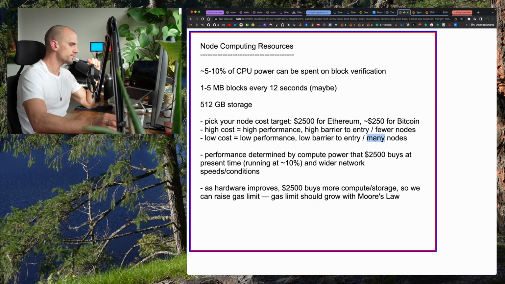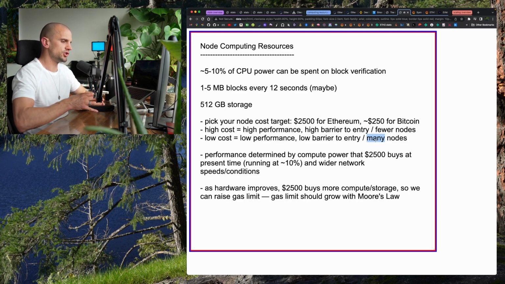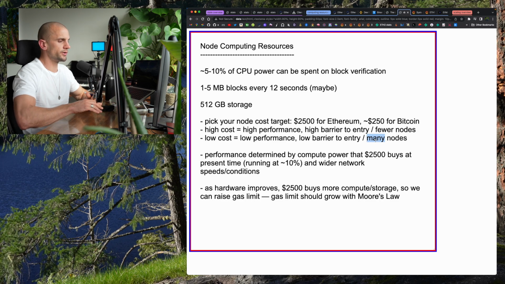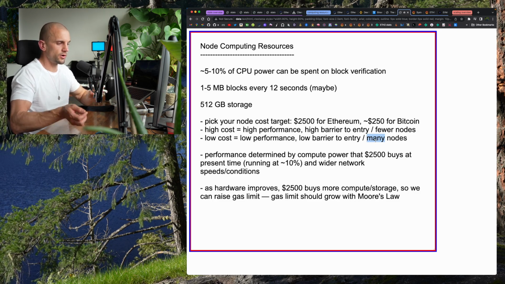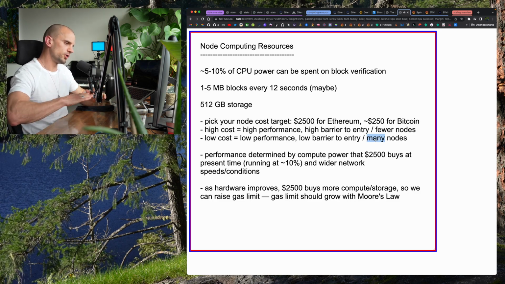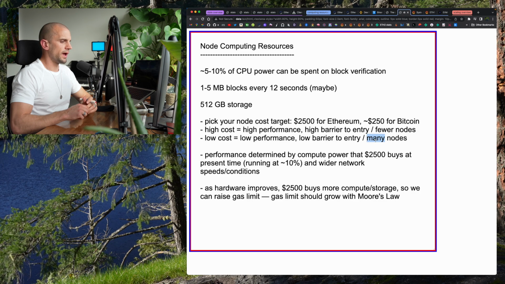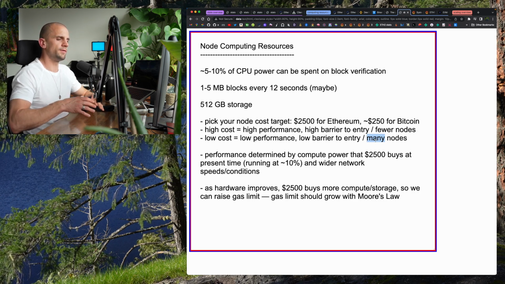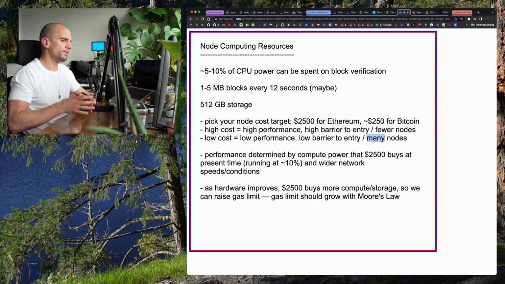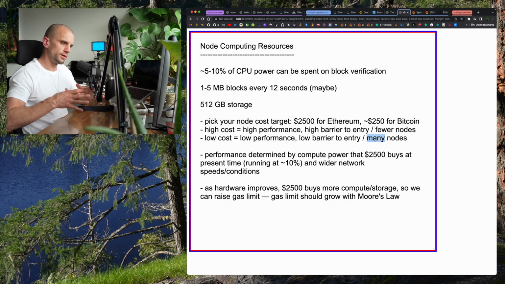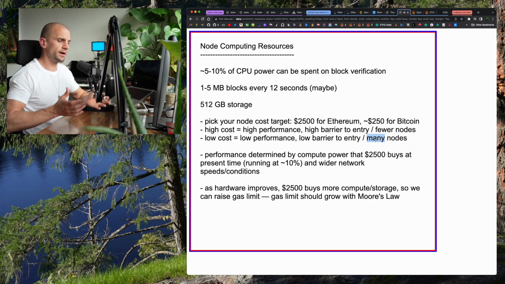So it's a trade-off. So again, the performance of your layer 1 is determined to a large degree by that target, that machine that you're targeting, whether it's $2,500 or $250 or like 50 grand, you can decide whatever you want, but you're trading off decentralization, you're trading off the number of nodes. And that level of performance, that price point that you choose is going to determine that layer 1 performance. And as the innovation continues in the hardware space and you can get more compute and storage for $2,500, then we can raise the gas limit and you get a little bit more performance over time, right? Because $2,500 in 10 years buys you a lot more compute than it does now.